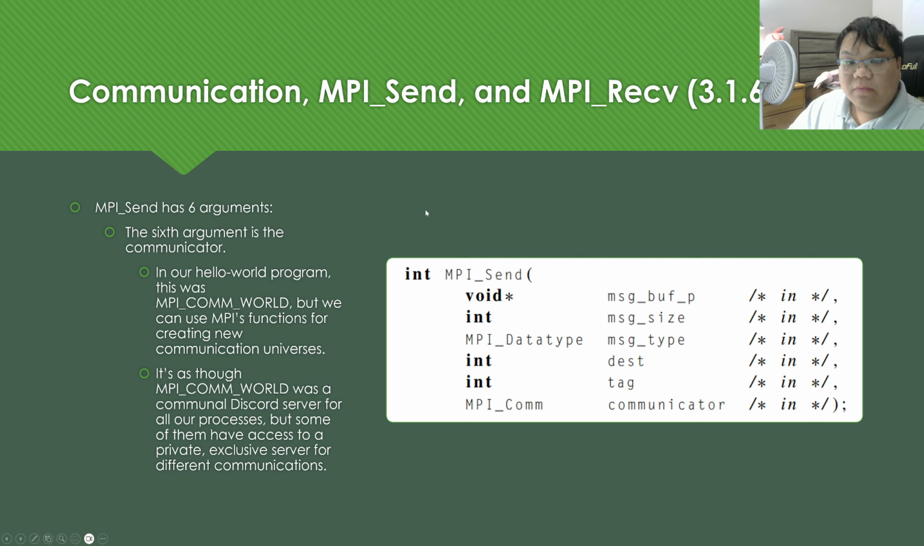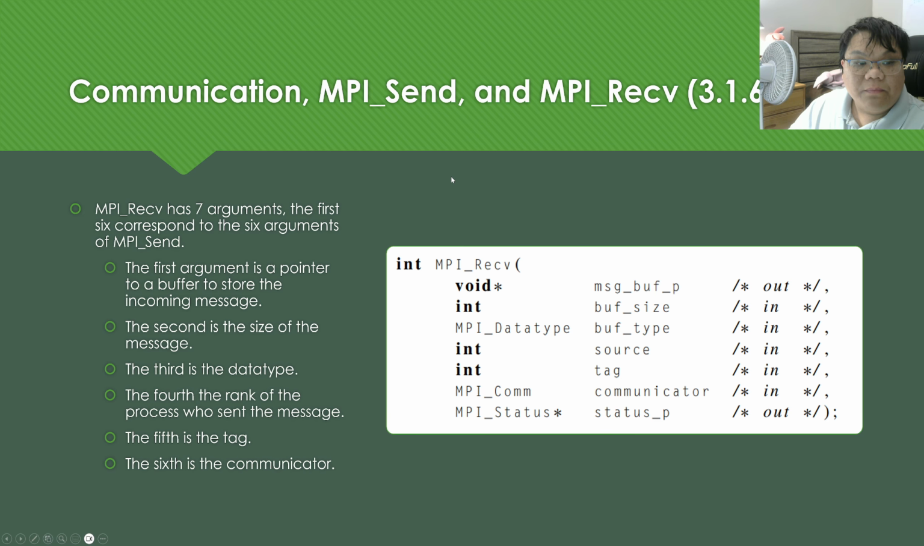Now, all 6 arguments have an analog for MPI receive. So the first argument is a buffer, but this buffer is going to store the incoming message, not the outgoing message. The second argument is the size of the message. The third argument is the data type. The fourth argument is the rank of the process who sent the message.